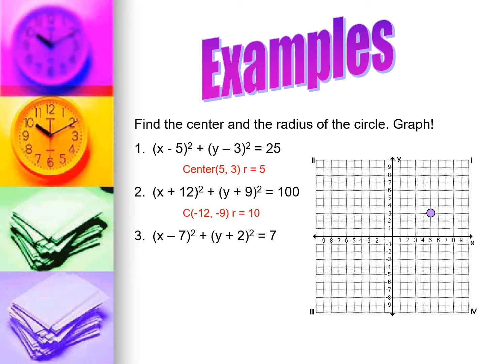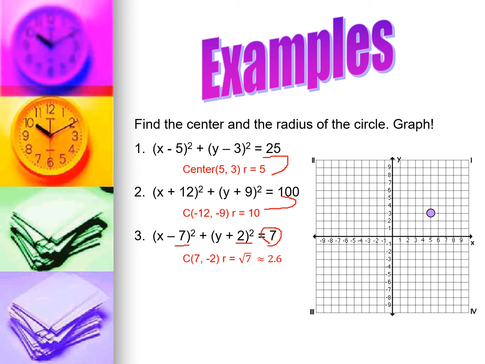Here's one more example. You have to figure out the center and the radius. Okay, take a second. There's the center, positive 7, negative 2. And the radius is actually the square root of 7. Remember, we've been square rooting all of these. Square root of 25, square root of 100. So we have to square root the 7.